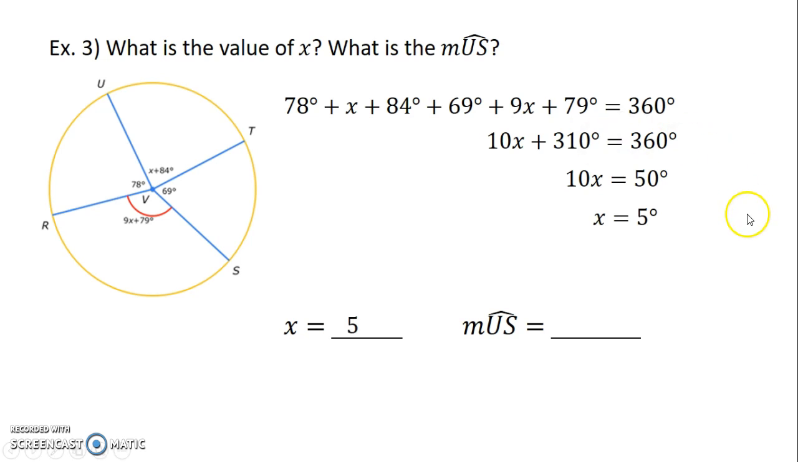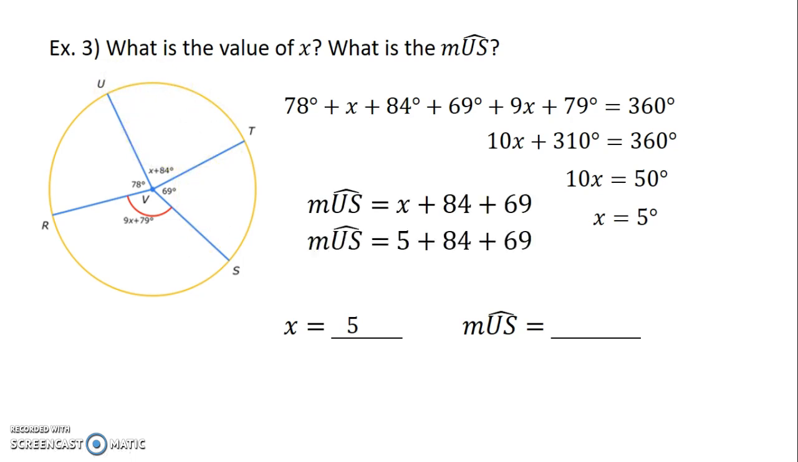We are supposed to use that to find the measure of arc US. Now there are 2 letters. It has to be a minor arc, so you can't go the long way around. It's not this arc. It's the short way from U to S, so it's just what we're going to get when we combine x plus 84 with 69. Since we know x is 5, we're just going to do 5 plus 84 plus 69, and I get the final answer that the measure of arc US is 158 degrees.